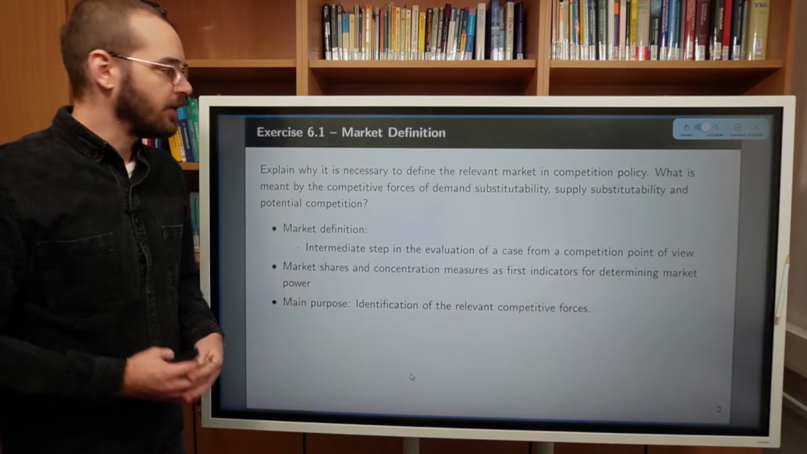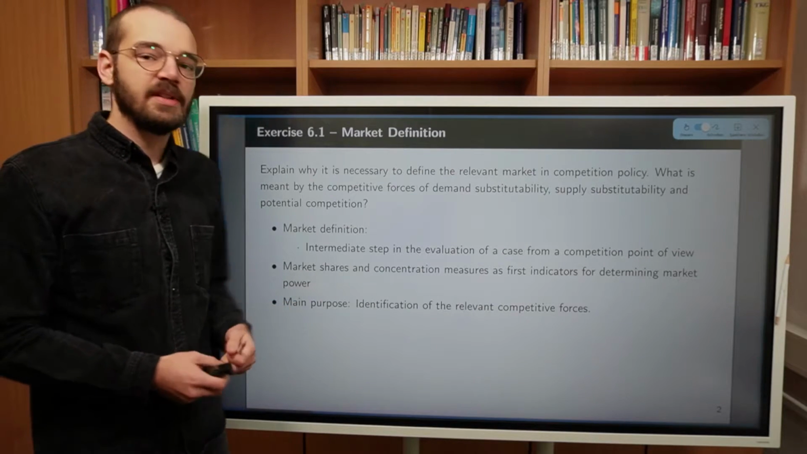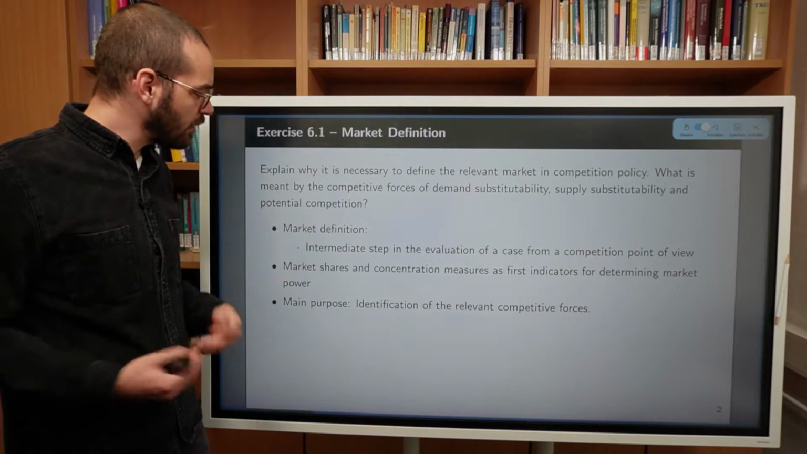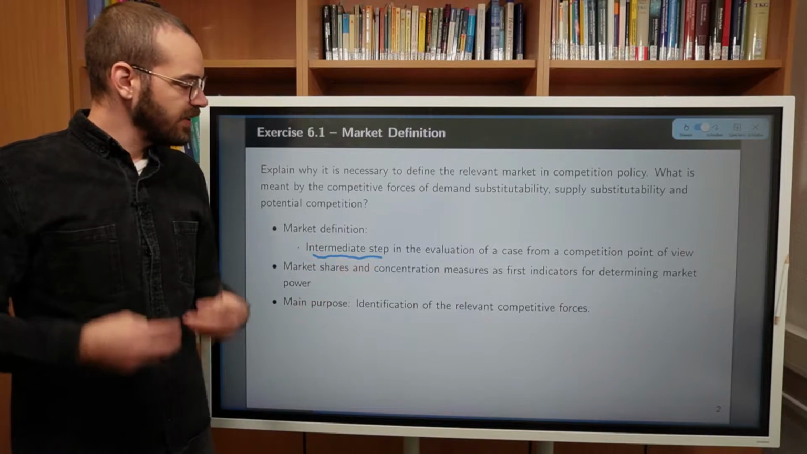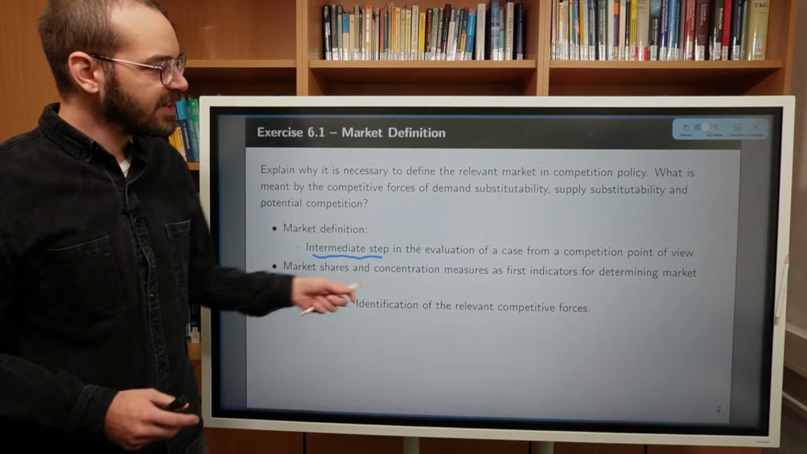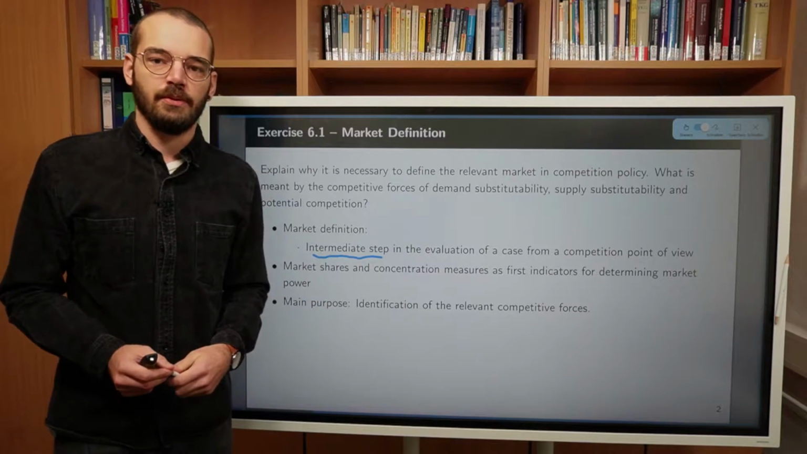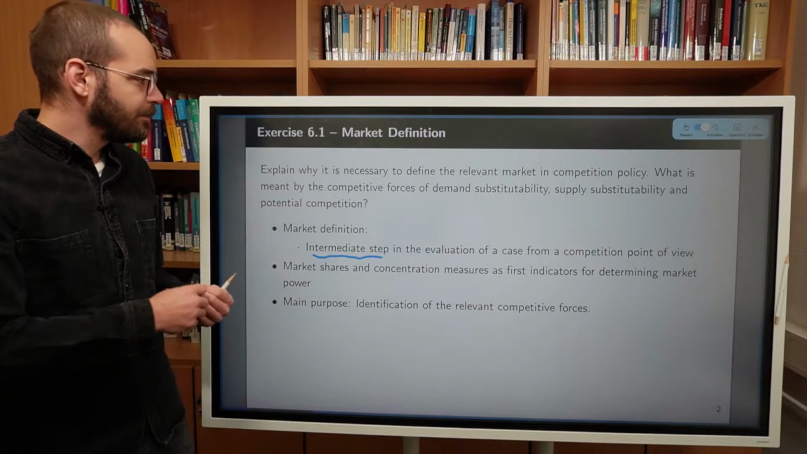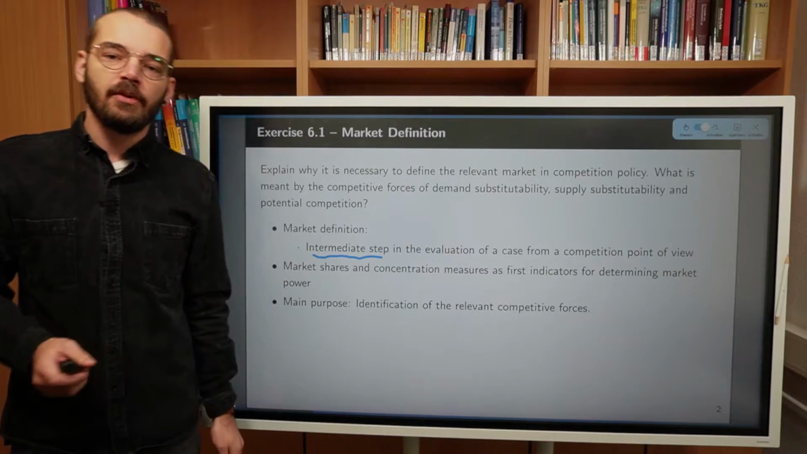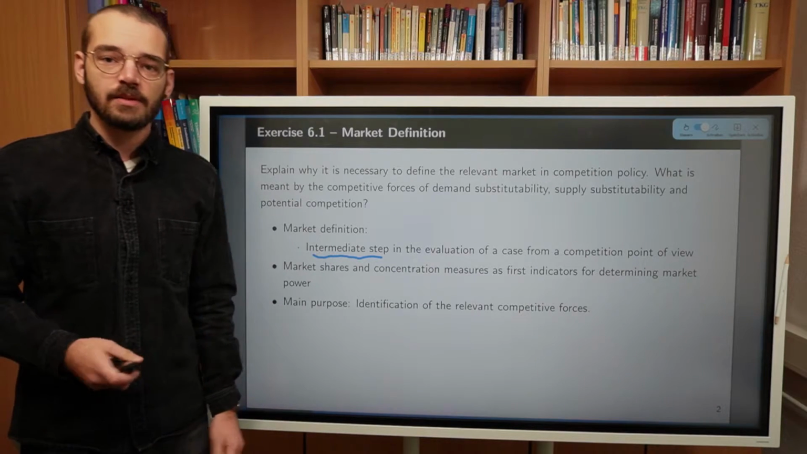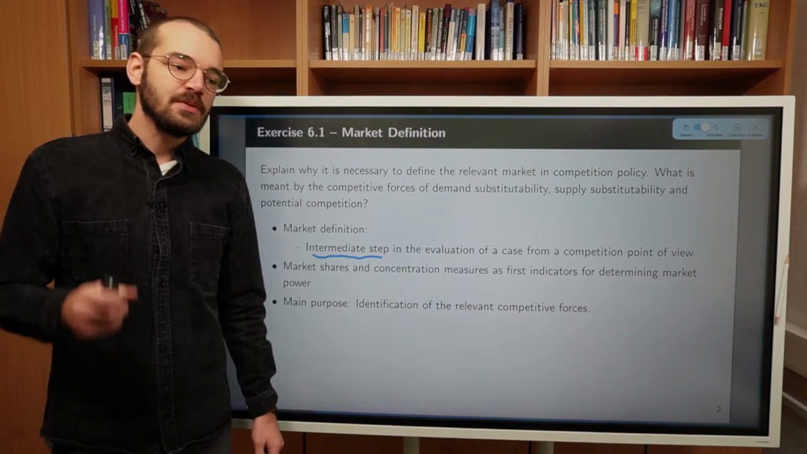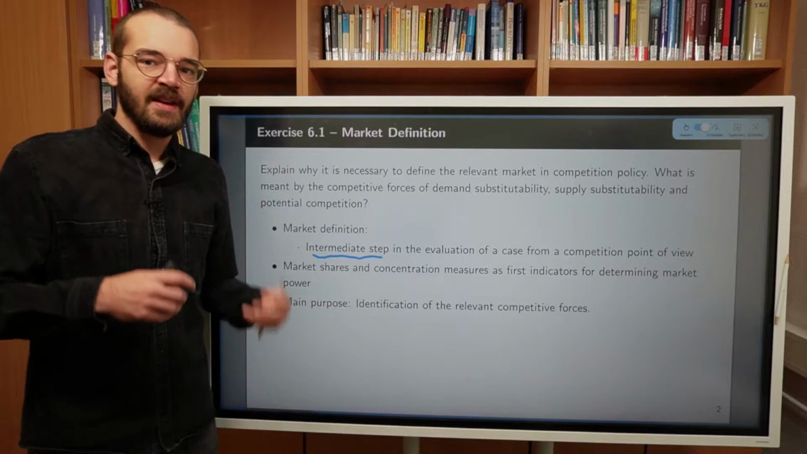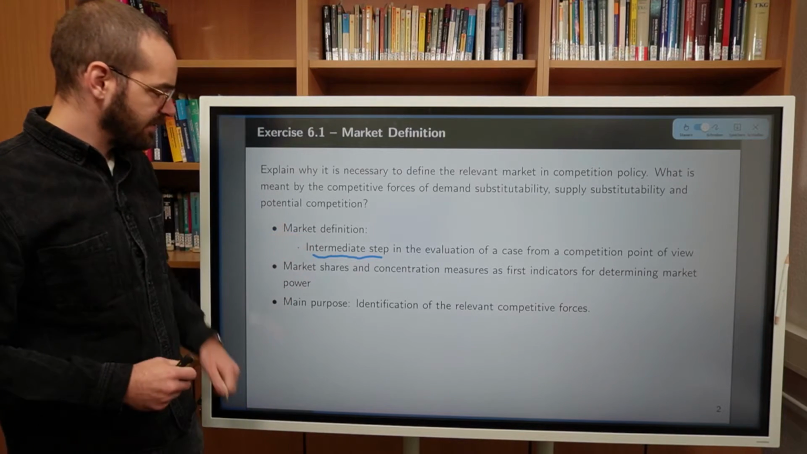Let's first talk about market definition. What is market definition and why do we even need to talk about it? Well, in short, market definition is the necessary intermediate step in the evaluation of a case from a competition point of view. In order to discuss whether or not the market power of a single firm or of a conglomerate of firms is too large for our liking, we of course need to first define what the relevant market is that we are even talking about. And that's exactly what we mean by market definition.